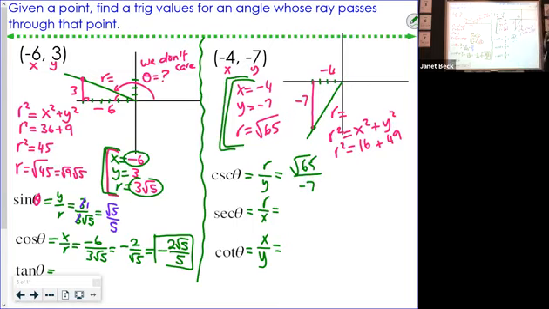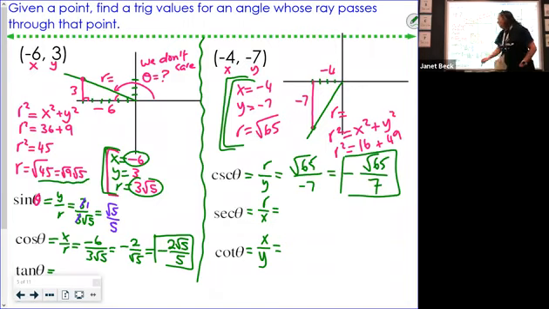Can I leave it like that with a negative in the denominator? No, no, no. A positive divided by a negative is negative. I get negative square root of 65 over 7. That's my answer, okay? And you could do the others as well. This one was nice because it didn't simplify, so we didn't have to do any of this stuff we did on that one.